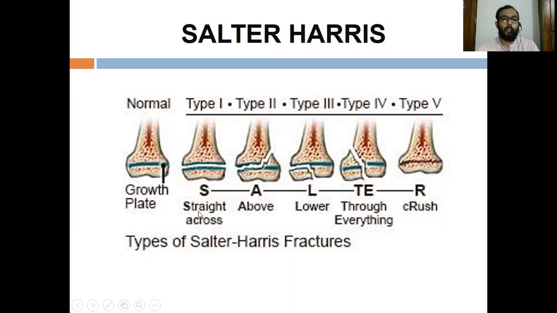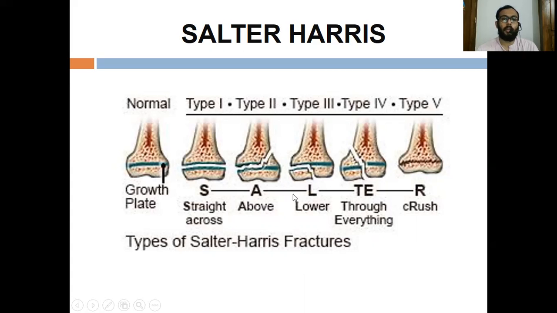Coming to type 2, here we can see the fracture through the metaphysis, just proximal to the growth plate. Type 2 is the most common injury of the Salter-Harris classification, about 75%. The prognosis is good, and it is possible to manage conservatively. It is very common in the age group of about 10 years.